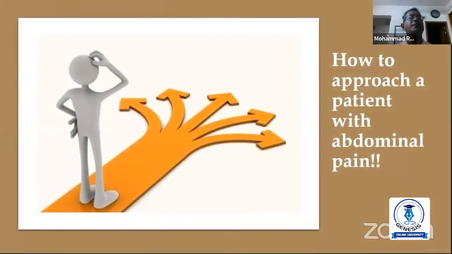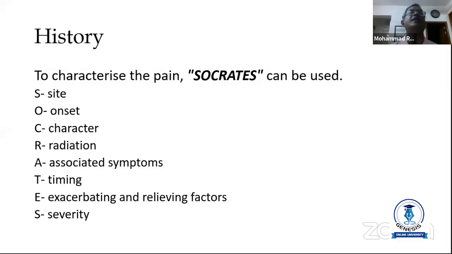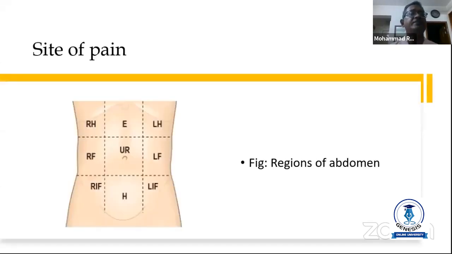Whenever we think about how to approach a patient with abdominal pain, we always think about the name Socrates. Socrates can lead to proper history taking: the site, onset, character, radiation, associated symptoms, timing, exacerbating and relieving factors, and severity. So whenever a pain case comes to your mind at the examination table, always remember Socrates. Don't forget about Socrates. So let's check the site of the pain.